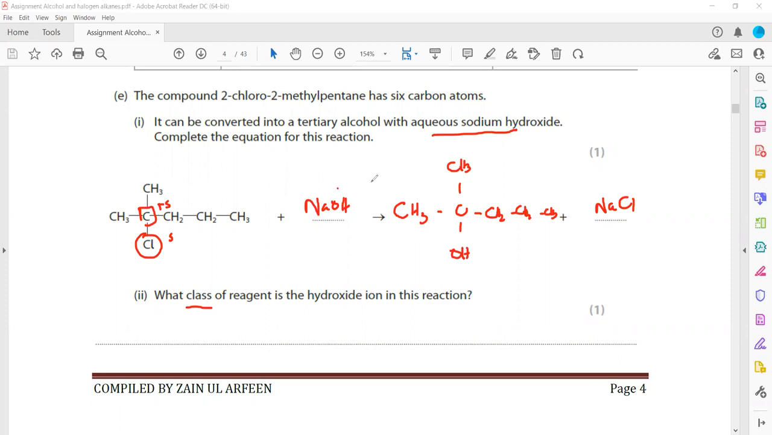Then name the class of the reagent, that is hydroxide, because this carbon will be partial positive, and this is partial negative, so OH will attack the positive center. Whenever it attacks the positive center, we call that a nucleophile. So the hydroxide is actually acting like a nucleophile because it is attracted towards the positive center.